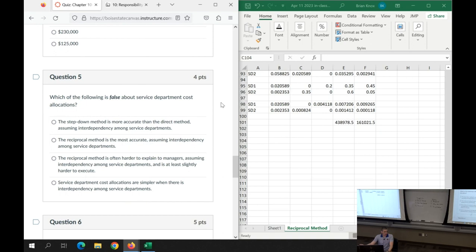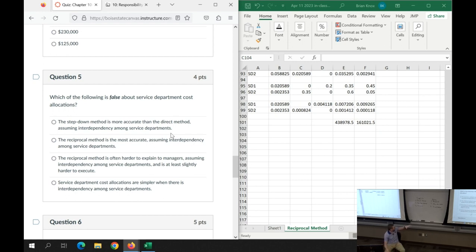So let's look up this question here and any other conceptual questions we can come up with. Which of the following is false about service department cost allocations? All right, so we want to rule out anyone that is true, right? So let's see which ones are true, and then we can say, nope, not that one. The step-down method is more accurate than the direct method, assuming interdependency among service departments.